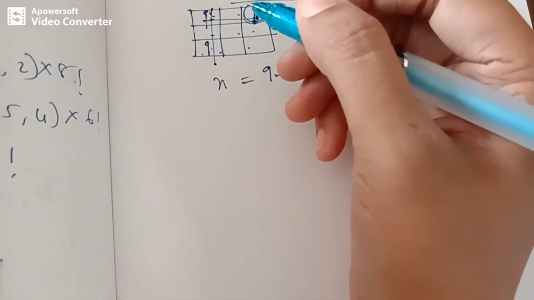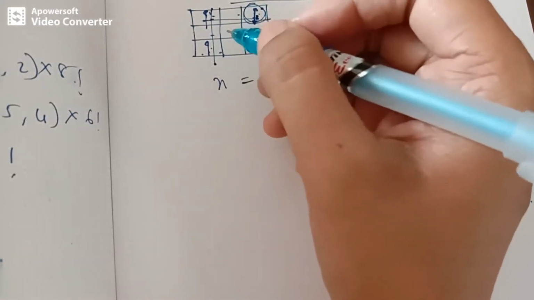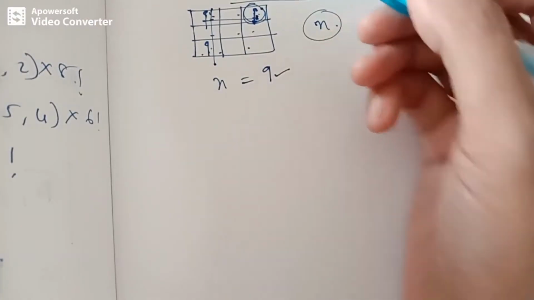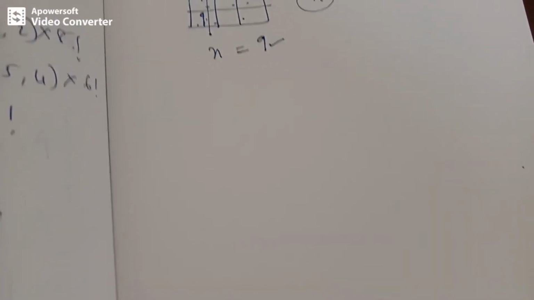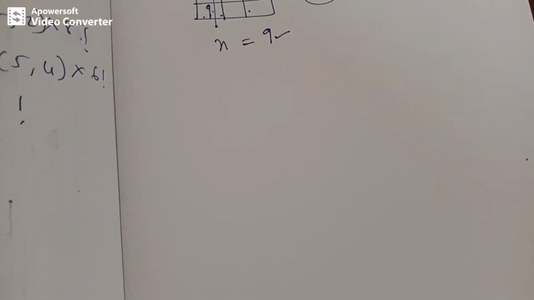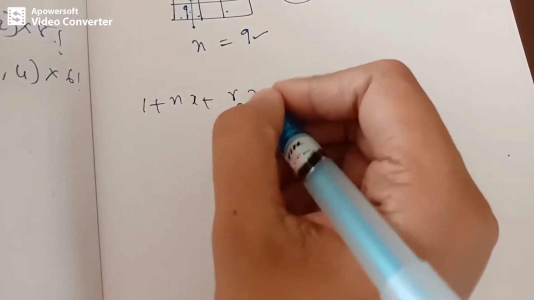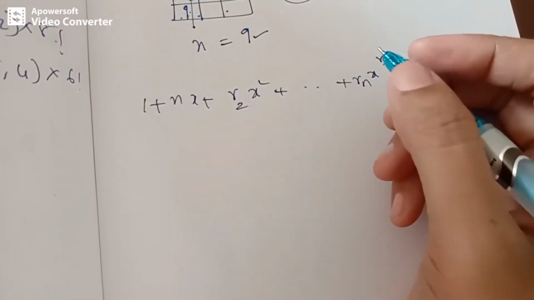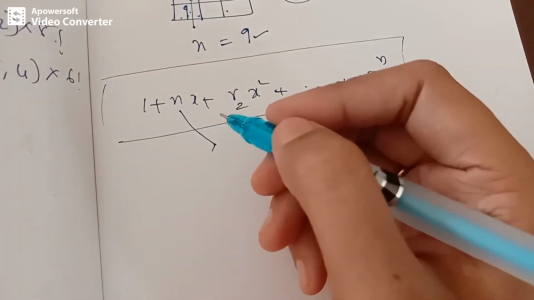So we need to find out in how many ways we can place the pawns so that they do not capture each other. That is nothing but your rook polynomial. No two pawns must be in the same row or in the same column of the chessboard. Such a rook polynomial is given by 1 plus nx plus r2 x squared plus so on plus rn x raised to n, where n represents the number of squares in the board.